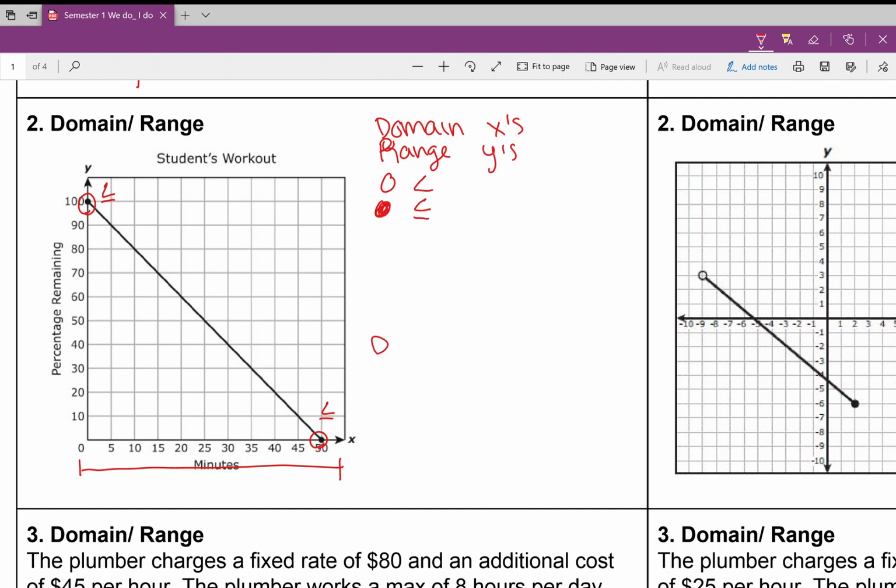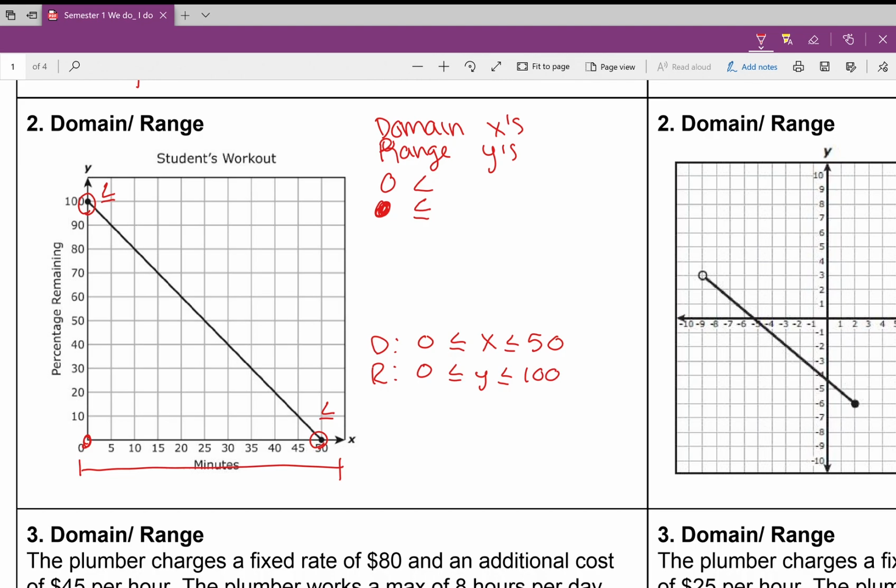So if I was to do the domain, notice that this first dot starts right here at the 0, and it ends at 50. So 0 less than or equal to x less than or equal to 50. And then our range from bottom to top starts at 0 and ends at 100. So 0 less than y less than or equal to 100. And that's it. That's our domain and range.